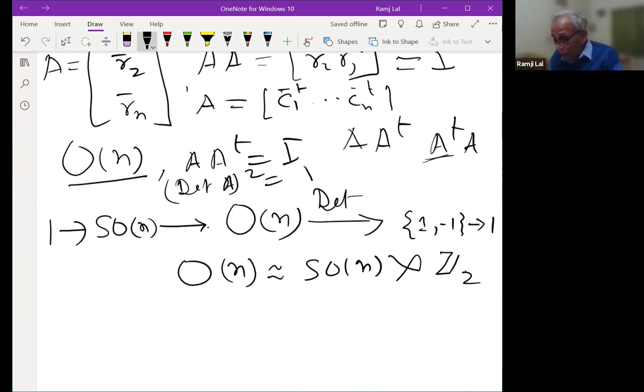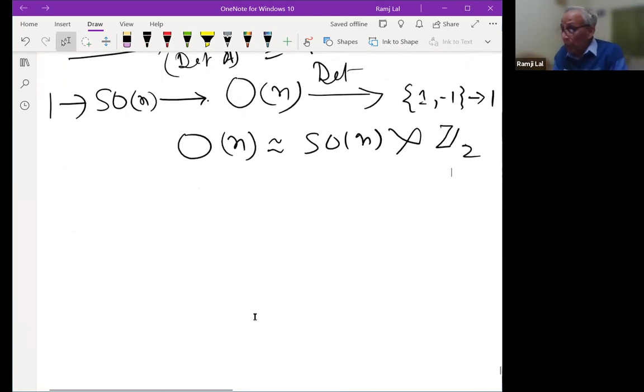I want to say some properties of the orthogonal group: algebraic properties first, and then I'll say something about the metric properties of O(n). Let me describe the algebraic properties in detail. This is something which is very important. First of all, let me make some simple observations.